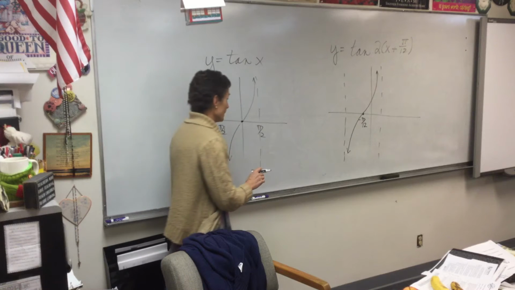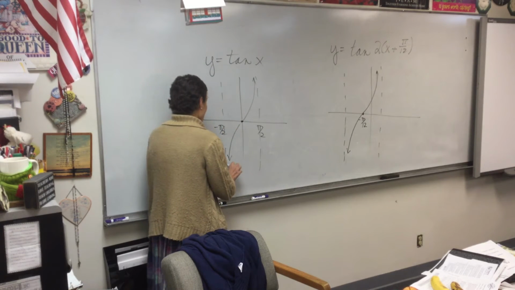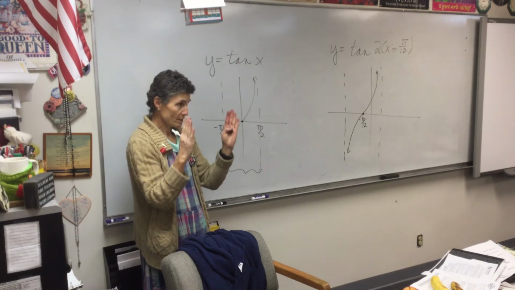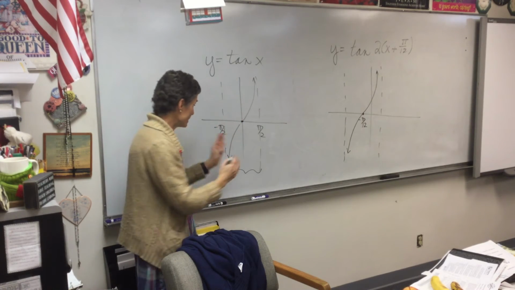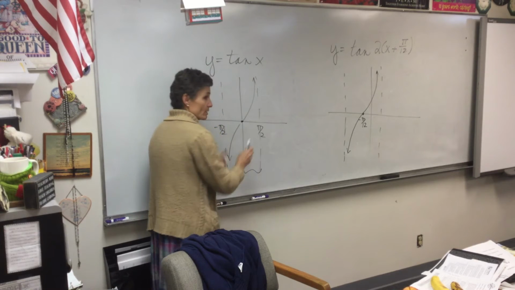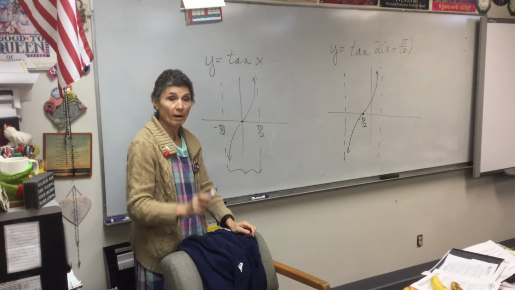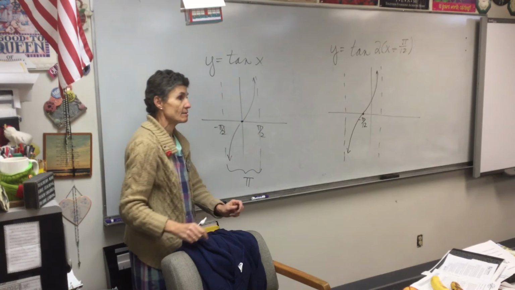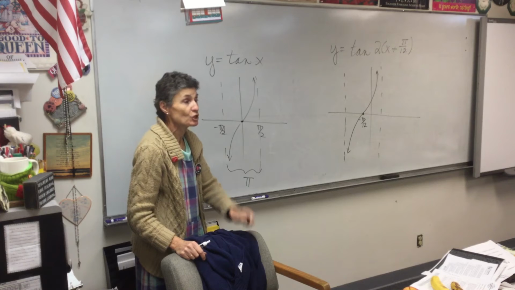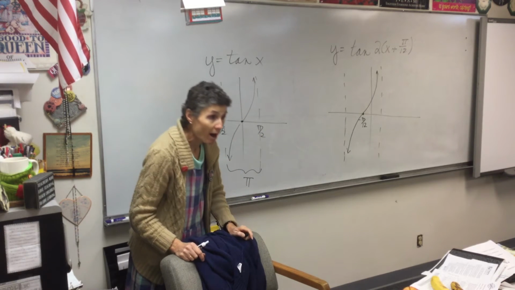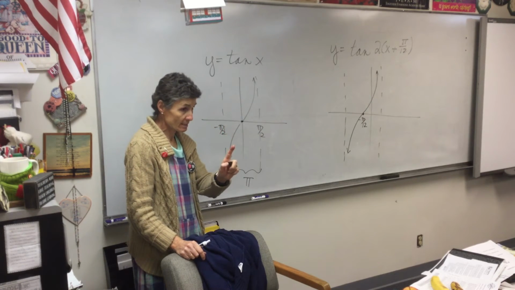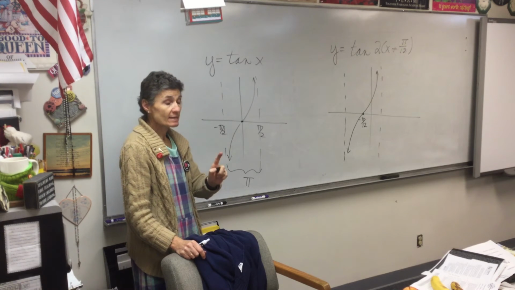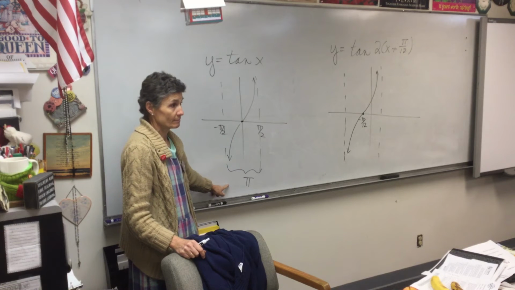Now let's look back at the original. How far apart are the original asymptotes? One period, this section right here. 1 pi. So normally the period of a tangent and a cotangent is pi. Okay, wait, that's different, isn't it? Because for sines and cosines, it's 2 pi. For tans and cotangs, it's pi.